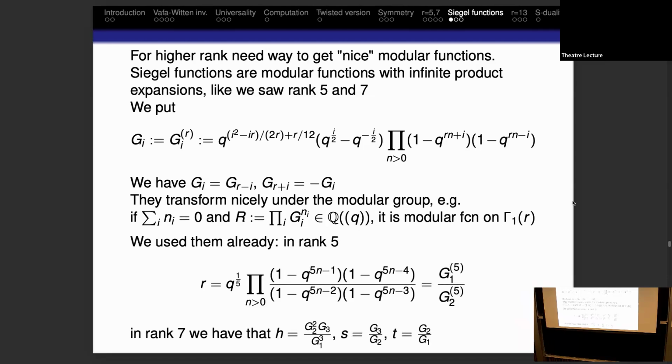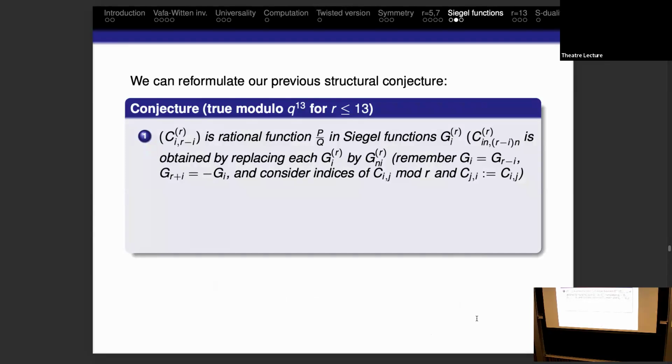Without noticing, we already used that before, namely our R has such a nice product development. It turns out it's just G1 divided by G2. And the functions that we had in rank 7, this H, S, and T, are also just simple monomials in these Siegel functions. And so one can, to some extent, reformulate this structural conjecture that I had before in terms of the Siegel functions.